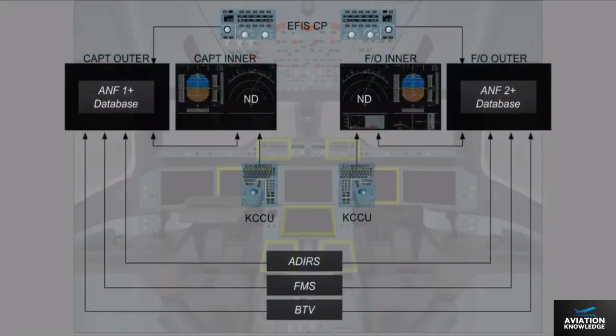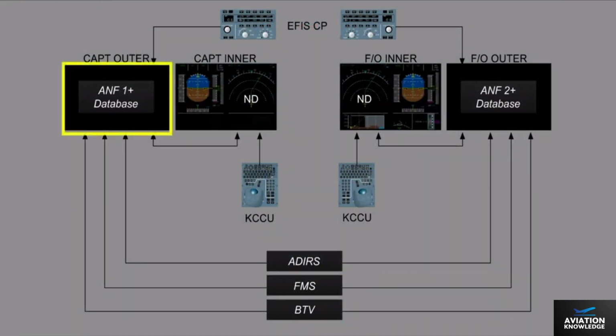In normal operation, the ANF on the captain's side uses data from ADIRS 1 and Flight Management System 1, and the ANF on the first officer side uses data from ADIRS 2 and Flight Management System 2. The aircraft has two ANF databases. An ANF database is loaded in both captain and first officer outer display units, which compute the ANF that appears on the applicable ND. The captain and first officer inner display units cannot display the ANF.